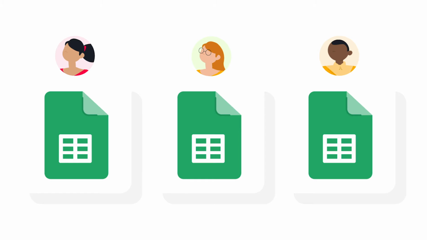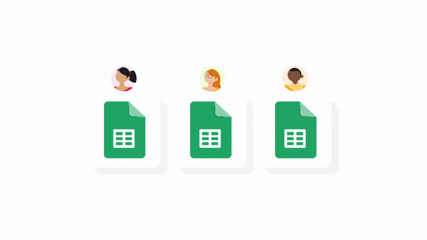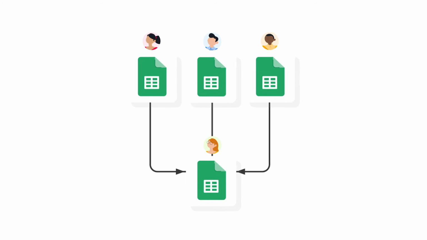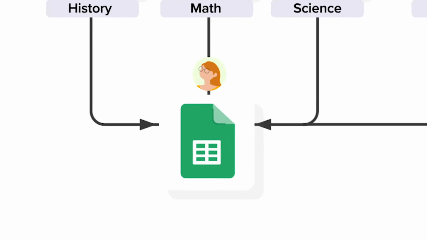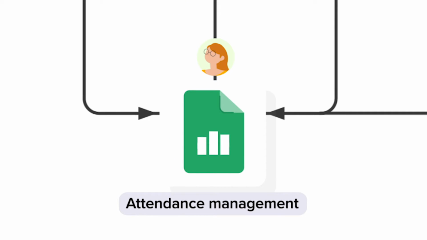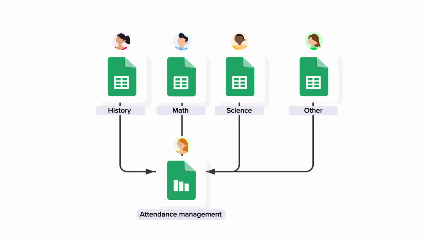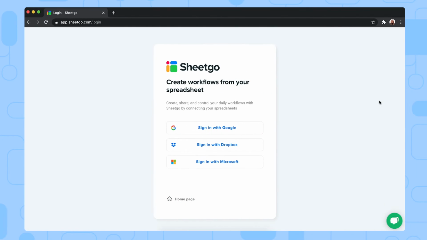Now, how does this system work? The Sheetgo attendance workflow contains 4 Google Sheets files. There are 3 sample class spreadsheets, history, math, and science, where teachers register student attendance. To add more classes to this workflow, you simply copy one of the spreadsheets and add them with Sheetgo connections. The class spreadsheets are connected to the attendance management master sheet. In this file, the school administrator or district manager gets an overview of attendance from all students in the automated reports and dashboards.